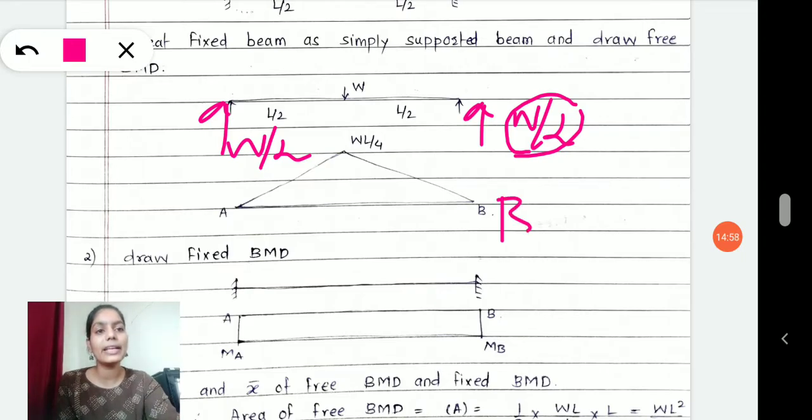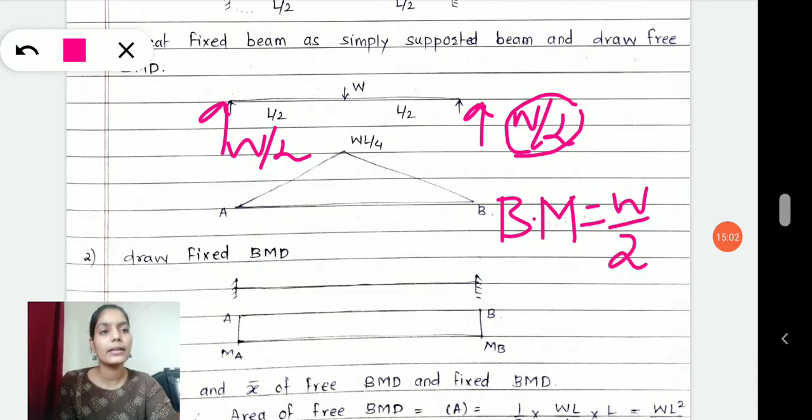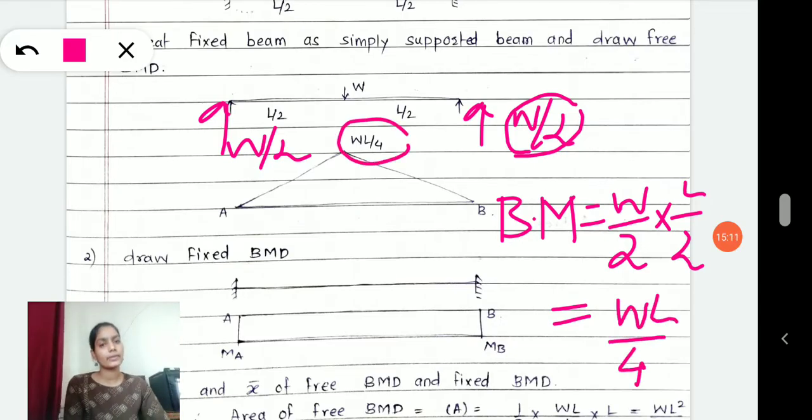What will be my bending moment at the load? Bending moment will be reaction into perpendicular distance. So how much is it? WL divided by 4. That is what I have written here, right?